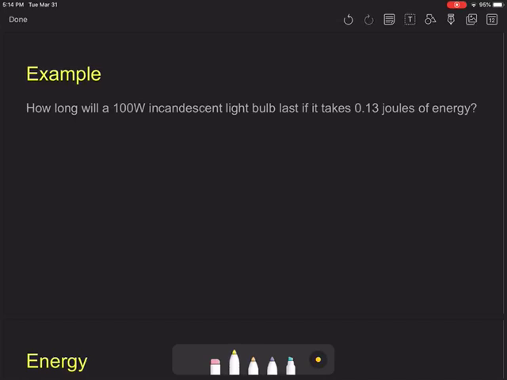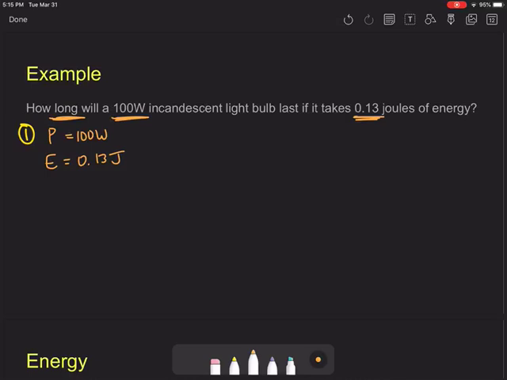So again, step 1, we are writing out what we know and what we're trying to find on the left-hand side. So we have 100 watts. Watts is the unit for power, so that represents the power of my light bulb. And we have 0.13 joules of energy. I know joules are the units for energy. And it's asking me how long.